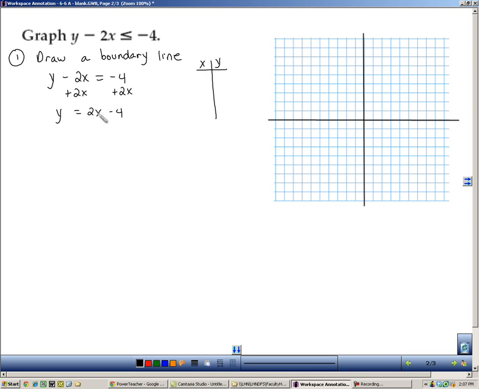So think about this. If I plug a 0 in for x, 2 times 0 will be 0, and y will be negative 4. Let's try a 2. I'll plug a 2 in for x. So 2 times 2 is 4, and 4 minus 4 is 0. Let's do one more ordered pair. How about a negative 2? 2 times negative 2 is negative 4, and negative 4 minus 4 is negative 8. I like to do 3 points because it's the best way to do a graph here. So (0, -4), (2, 0).